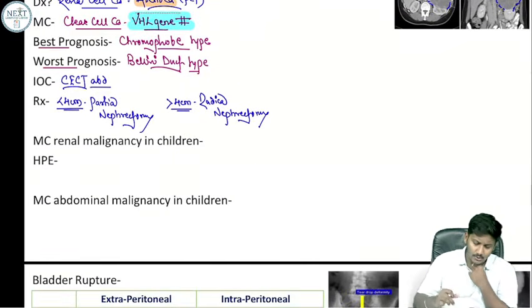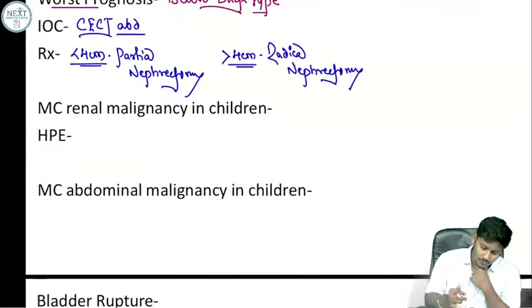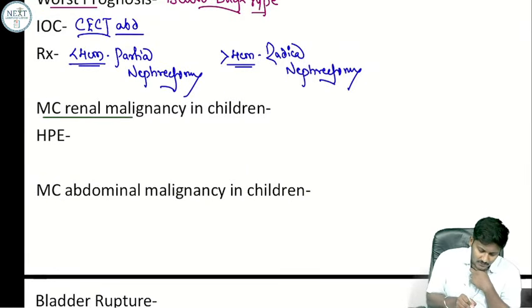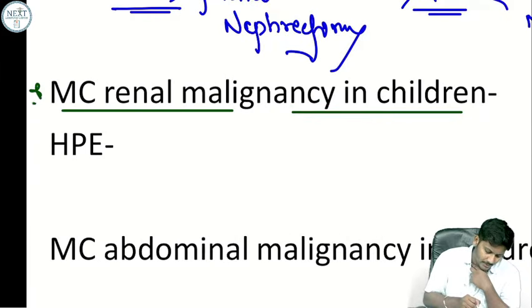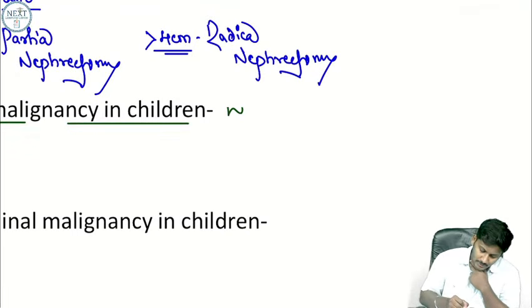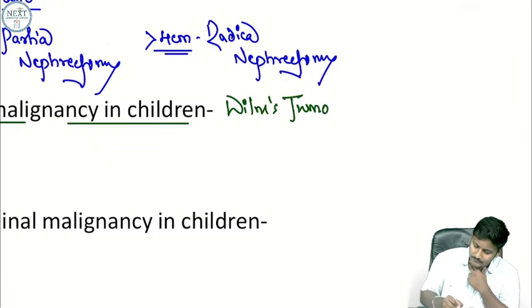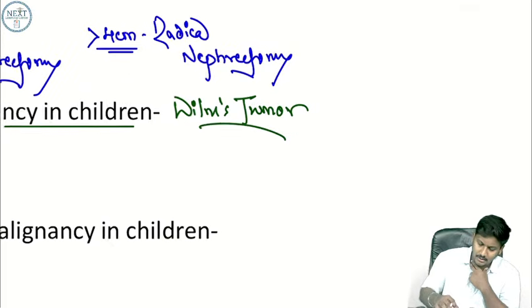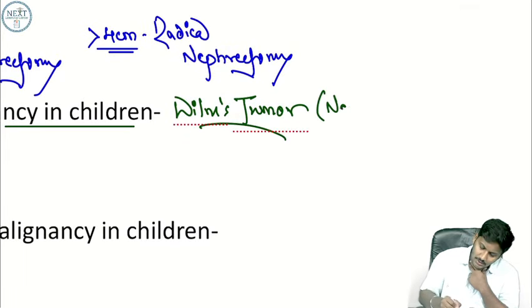Now if they ask you which is going to be the most common renal malignancy in children, I hope all of you are quite aware. It is nothing else but it is going to be a Wilms tumor, also called nephroblastoma. We know that Wilms tumor or nephroblastoma is commonly seen in children who are less than 3 years of age. And this Wilms tumor or nephroblastoma is considered as the most common renal malignancy in children. Do remember this point. Okay.